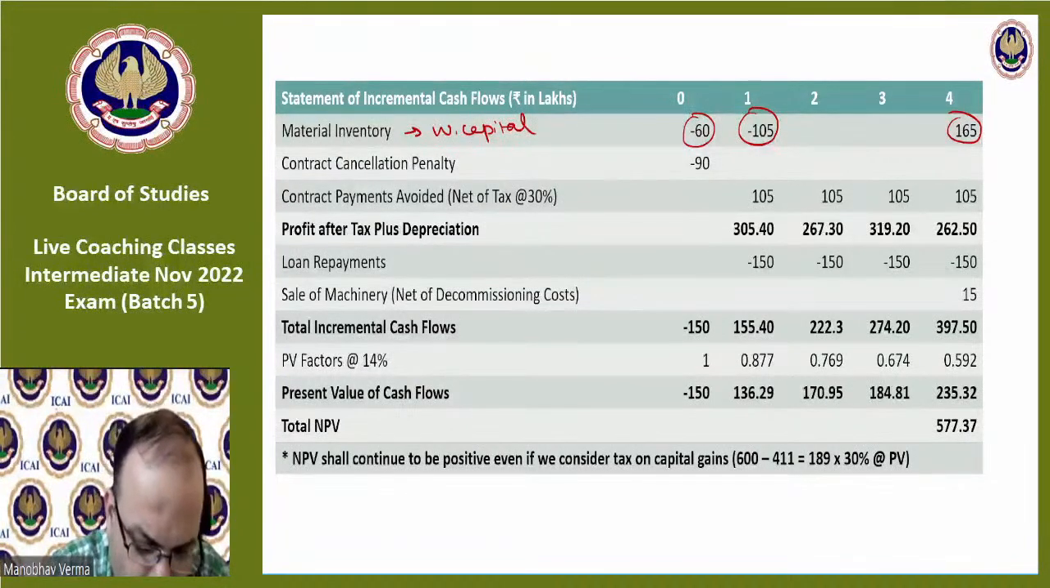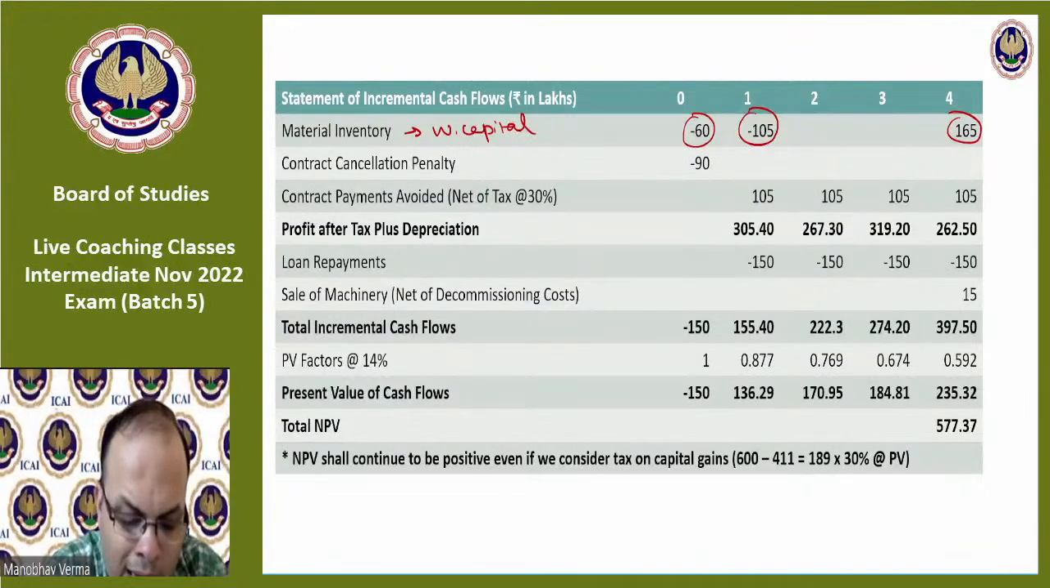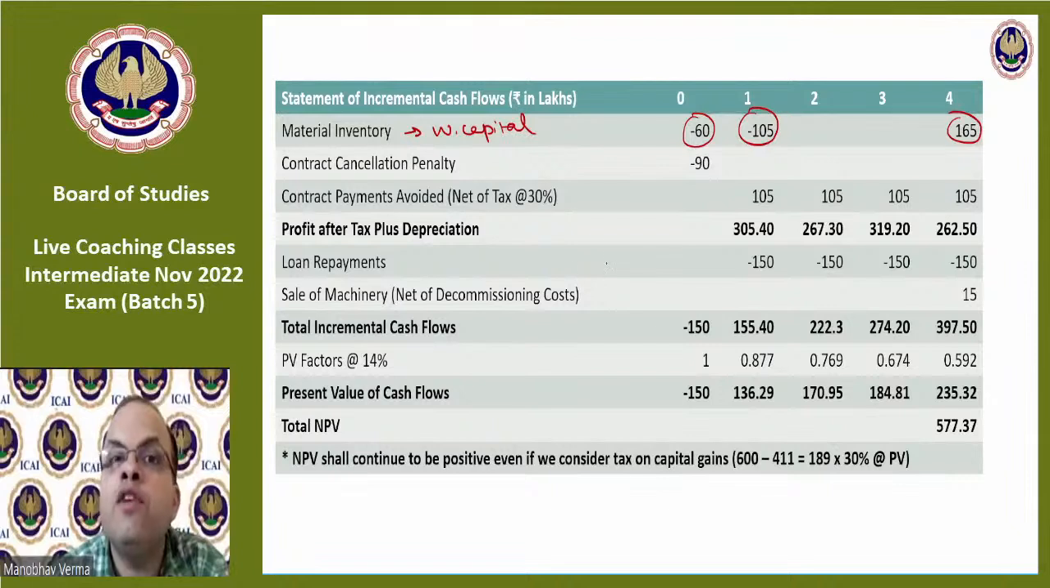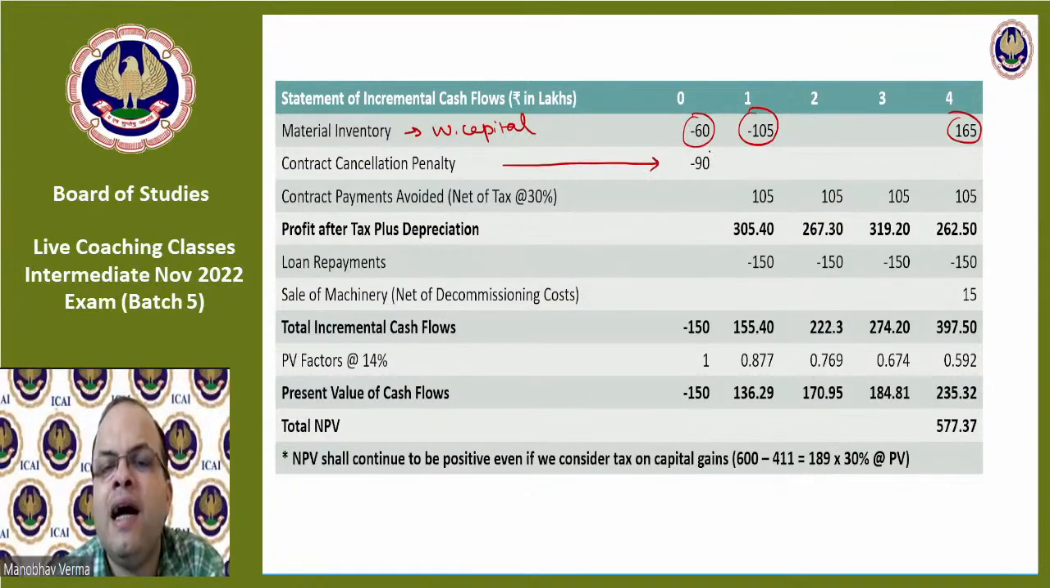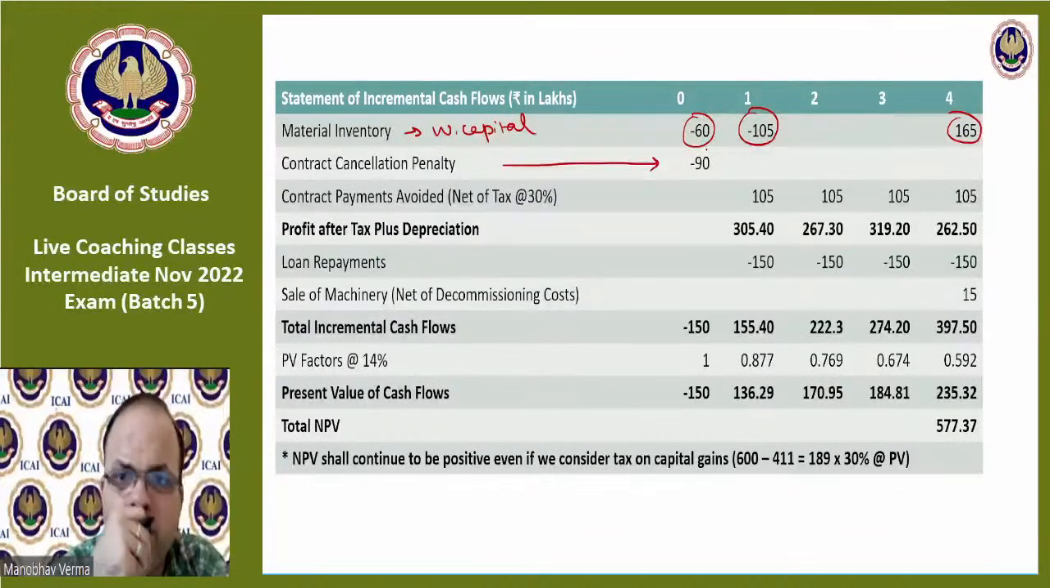Pooja, you had a question earlier, the 90 lakh penalty, right? So you had a contract of wastage removal. If you want to cancel that contract and actually do this kind of manufacturing, you have to pay the cancellation penalty here. That's a 90 lakh outflow. And since you would be doing that, there will be a saving, right? Now the contract payments avoided.